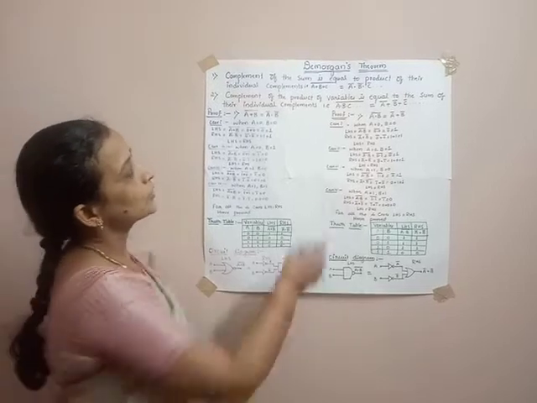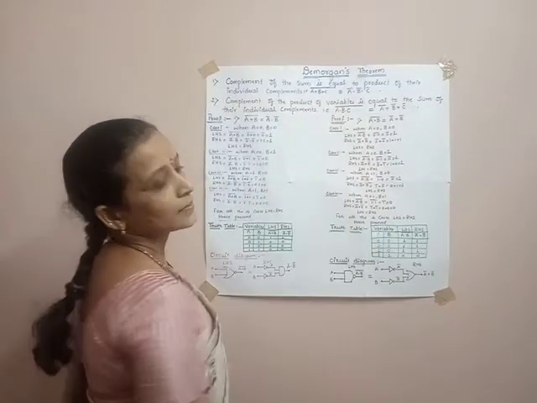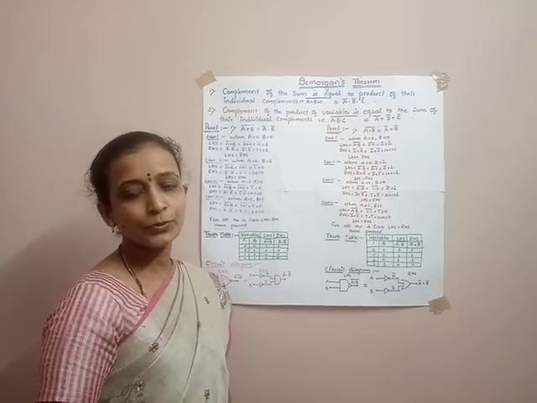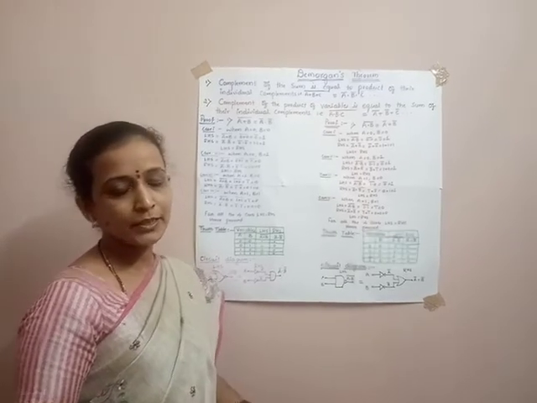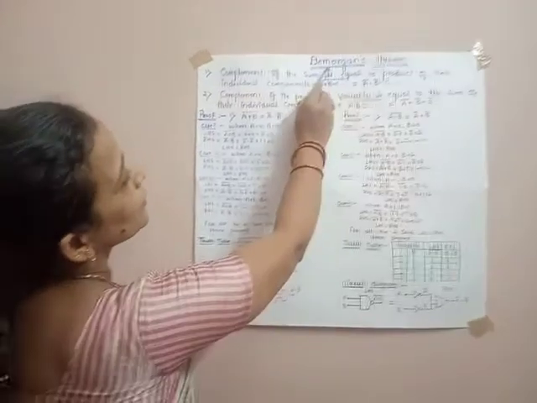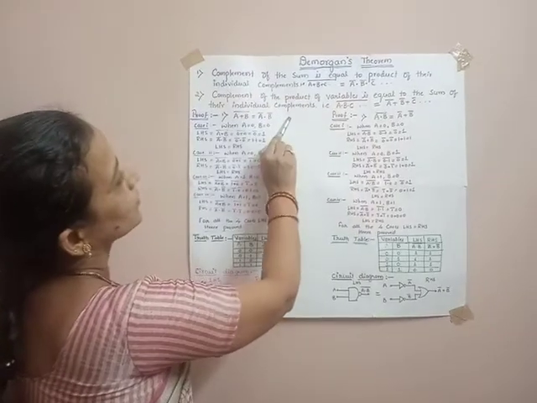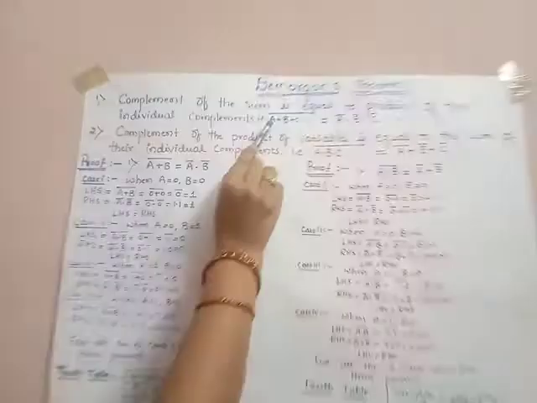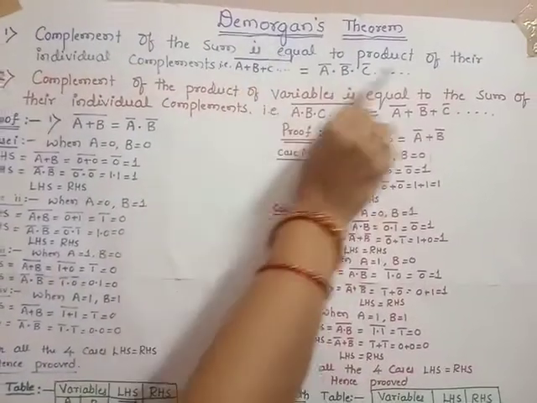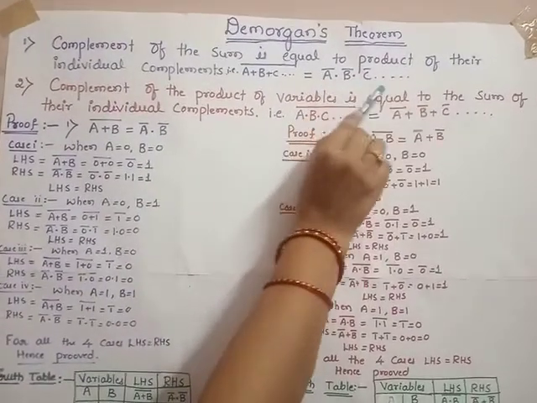So in this video I am going to explain De Morgan's theorem. This theorem is used to solve the Boolean expression in digital circuits. According to this theorem, he stated two statements. First one is complement of the sum of variables is equal to the product of their individual complements.